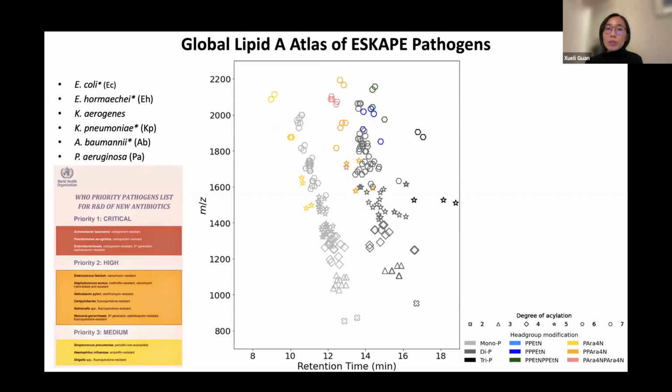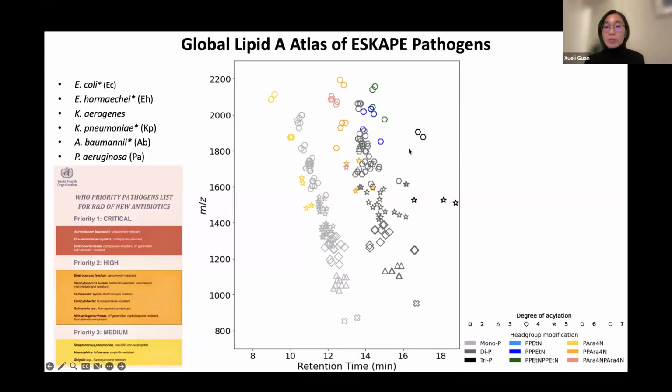So this is the fingerprint of the output of LipidAder when applied to these 6 different species of bacteria, and for some of which we also have different strains. The y-axis is the mass to charge ratio, and the x-axis is the retention time. The color code refers to the type of head group. For instance, monophosphorylation is light gray, and ethanolamine head groups have different shades of blue. And the degree of acylation is represented by the different shapes, from 2 acyl chains up to 7, which has a round shape.